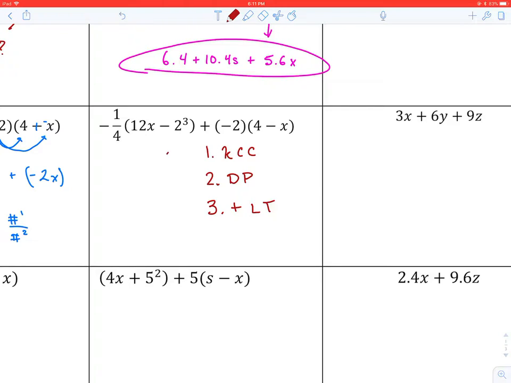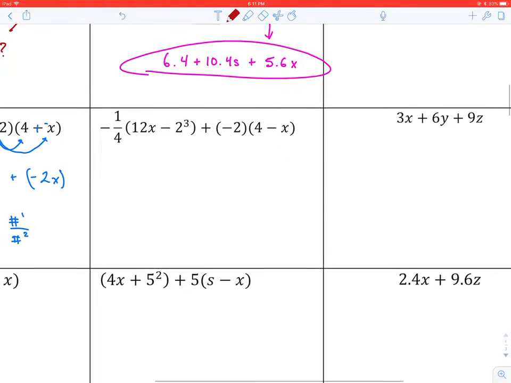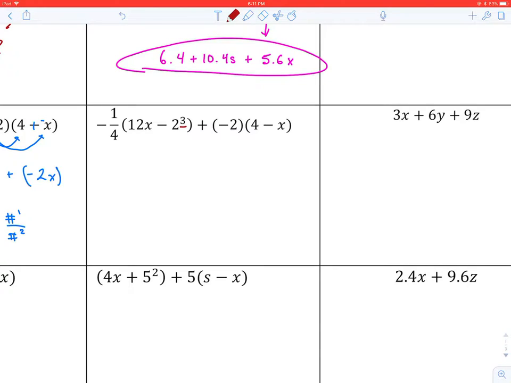But in this fourth problem, what we have is an exponent that we need to take care of first before we start knocking everything else out. When we knock out that exponent, this is 2 to the power of 3. Just to remind you, the 3 tells us how many times we're going to multiply 2. So this 2 to the power of 3 is 2 times 2 times 2. 2 times 2 is 4, times 2 is 8. So we're going to turn that 2 to the power of 3 into an 8. You can just imagine it there as an 8.